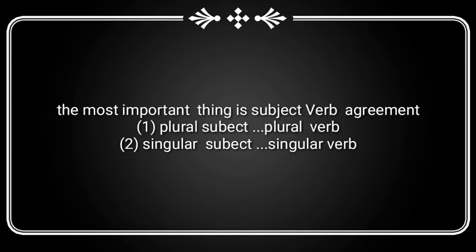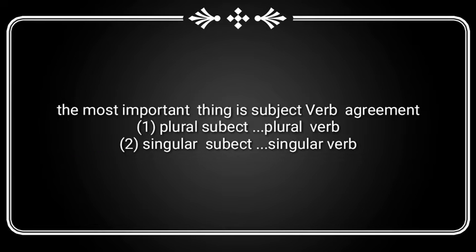Tense sequence. By subject-verb agreement, we mean if there is a plural subject, there should be a plural verb. If there is a singular subject, there should be a singular verb.